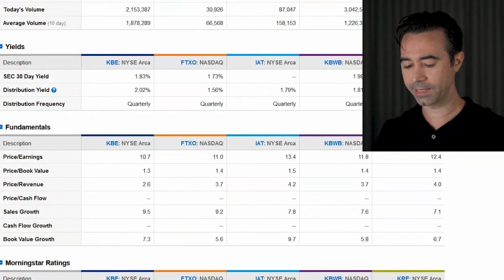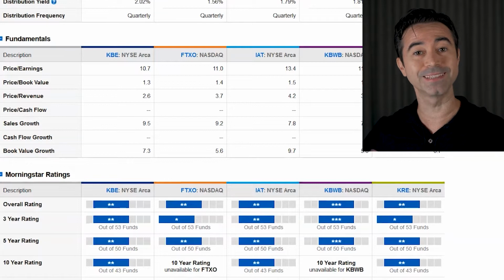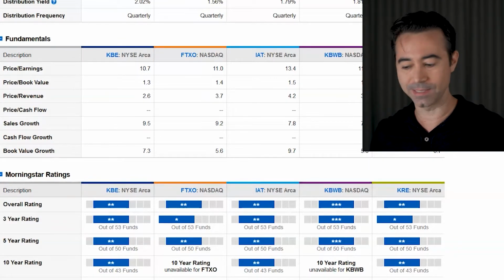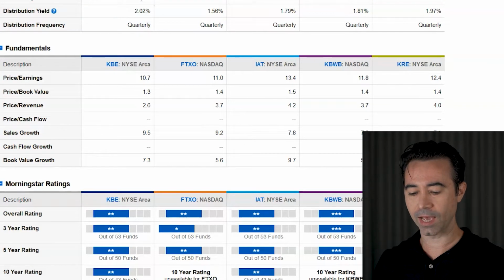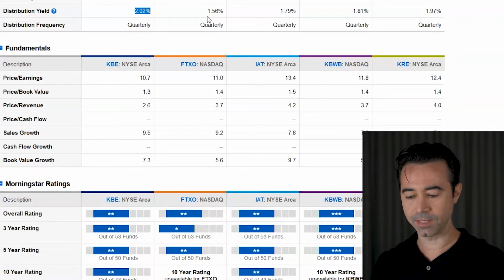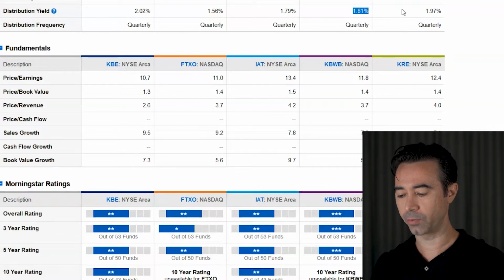Another thing we're going to look at here are the yields. So what are these yields? If you're into having income come off your ETF, which, you know, they're banks, so they usually pay decent dividends. So we have the SEC yield of 1.83 and the distribution yield of 2.02 for KBE. FTXO, we have 1.73. IAT, we only have a distribution yield here of 1.79. KBWB, 1.81. And then KRE 1.97.